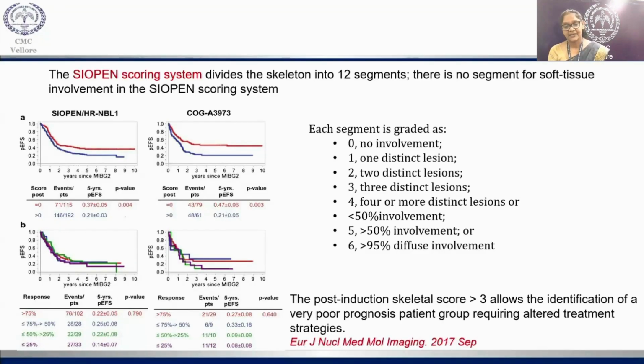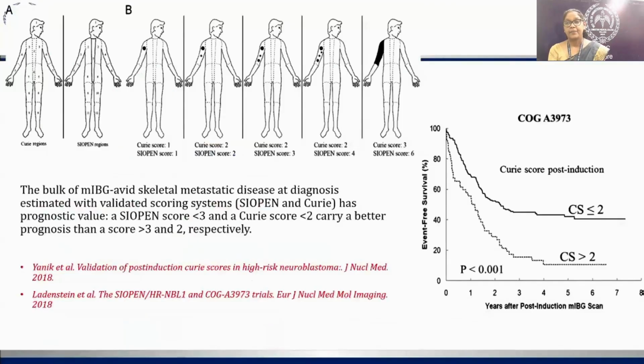A post-induction skeletal score of more than 3 allows the identification of a very poor prognosis patient group requiring altered treatment strategies. The bulk of MIBG avid skeletal metastatic disease at diagnosis, estimated with validated scoring systems of both SIOPEN and Curie, has prognostic value. A SIOPEN score of less than 3 and a Curie score of less than 2 carry a better prognosis than a score of more than 3 and 2, respectively.